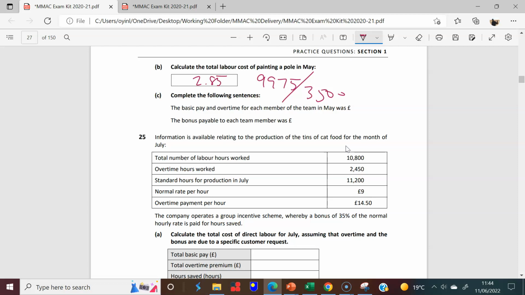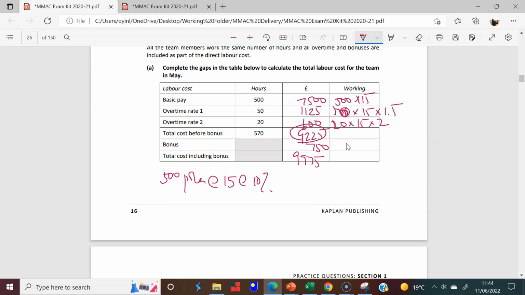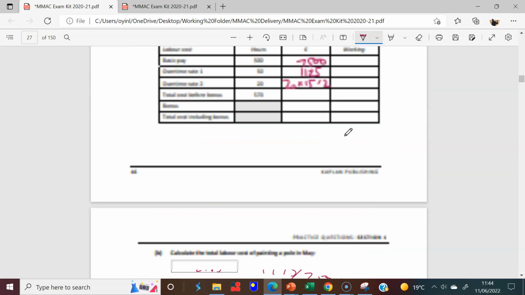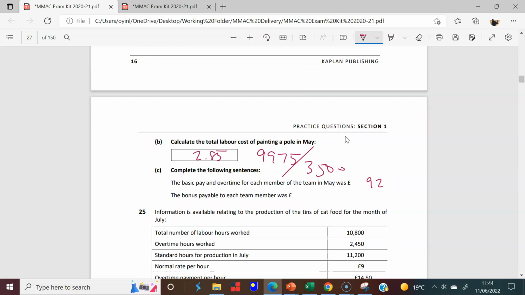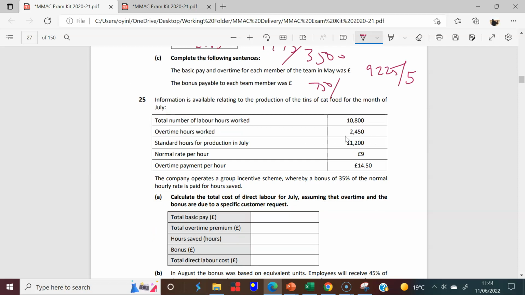Then it says the basic and overtime pay. So we'll look at everything up to here and divide that by the number per team member. 9225 divided by 5, and the bonus would have been the 750 divided by 5. That's the difference. 9225 divided by 5 gives you 1845, and 750 divided by 5 gives you 150.